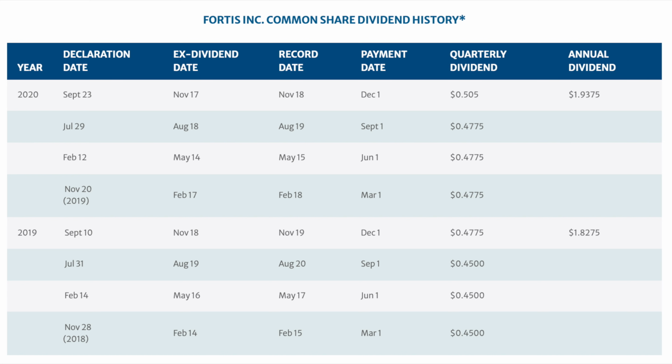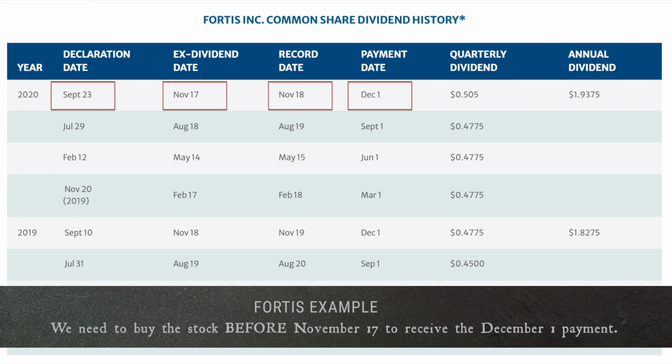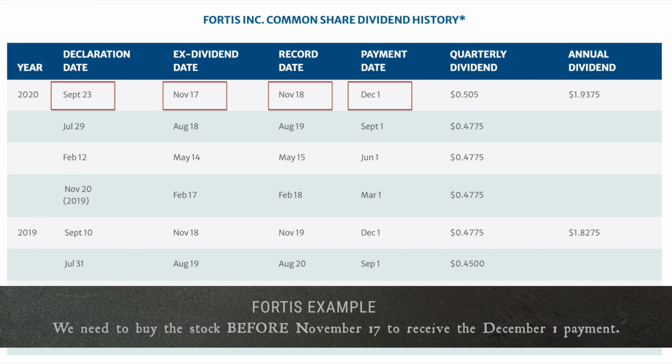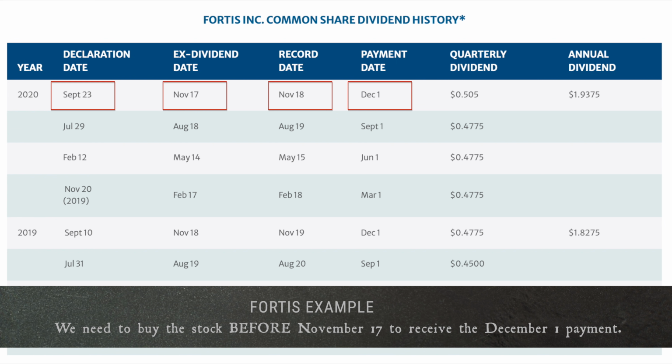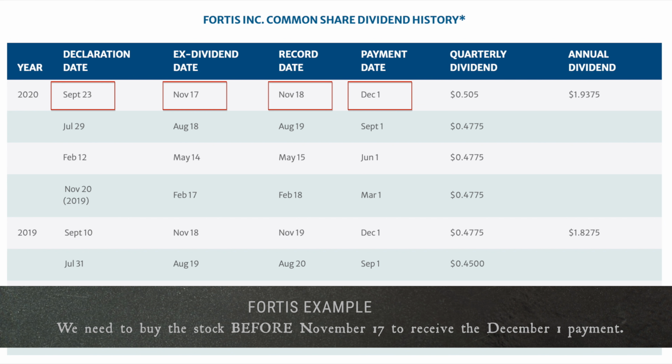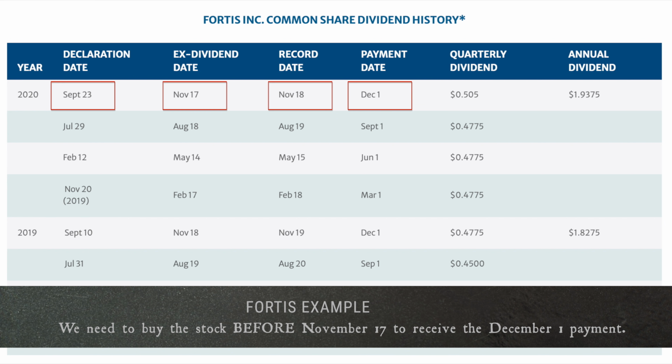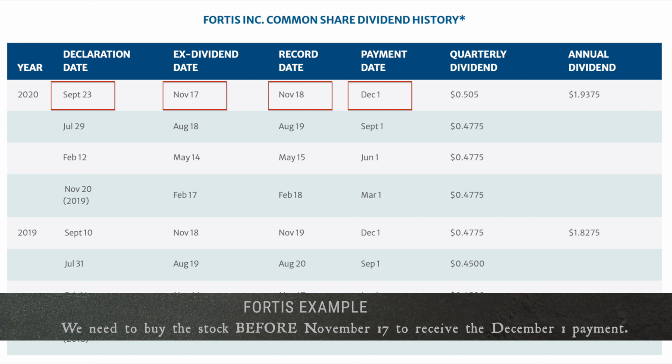On the top white bar or line that we're looking at, we have the declaration date. This is when they came out and declared that they're going to be paying a dividend on September 23rd. The actual payment date, as we can see, was set for December 1st. We see the dividend amount being 50 cents. The record date is November 18th, meaning that, of course, the ex-dividend date is a day before that, November 17th. That's when the stock starts trading ex-dividend. We have to buy the stock a day before that if we want it to be eligible for that December 1st payment.